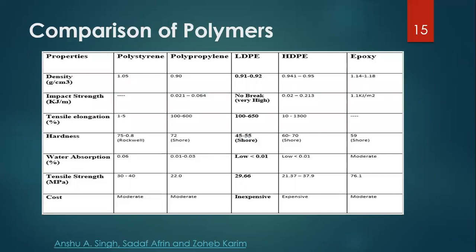So we focused on LDPE because we took all these five polymers and compared their properties to each other, and we chose the polymer with the best properties, which was LDPE, because it was inexpensive, and most importantly its density was lesser than others.